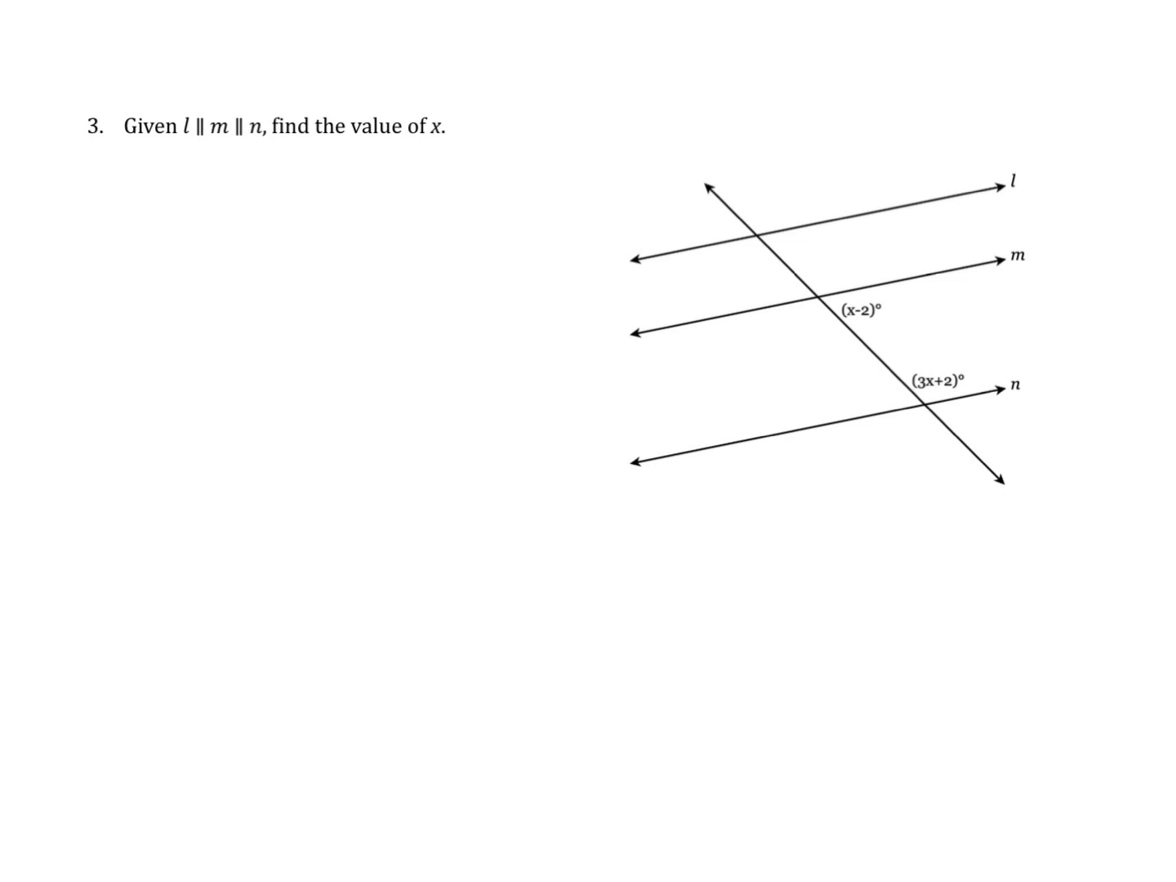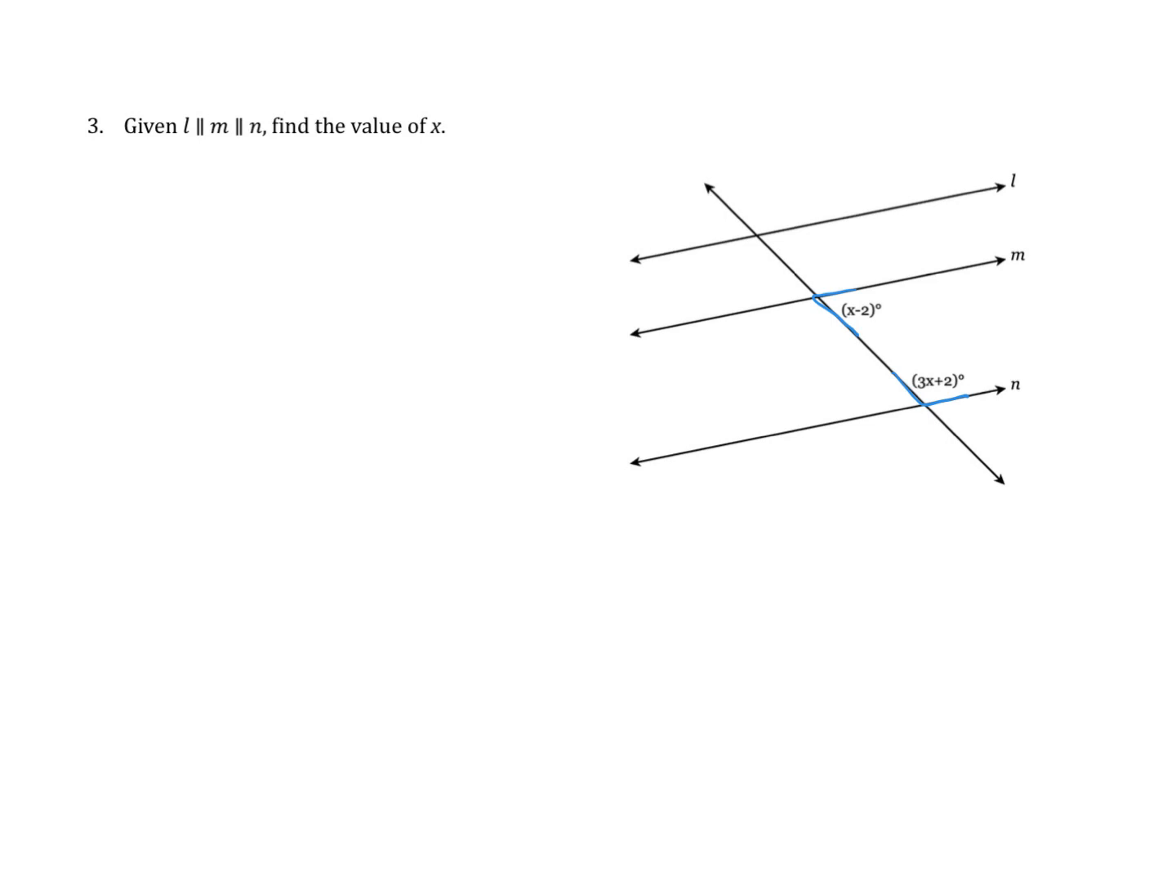Number 3, given L is parallel to M, which is parallel to N, find the value of X. Well, when I look at the two angles that have the expressions in them, this angle up here is acute, this one is obtuse. They don't look like they're congruent. And since these are two same side interior angles, that angle pair is a pair of supplementary angles.